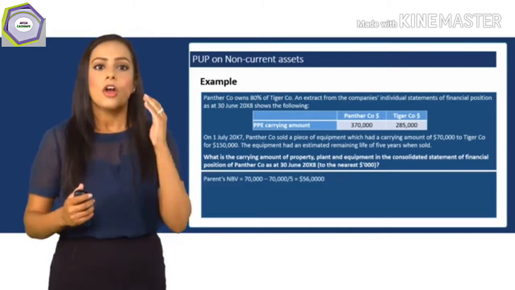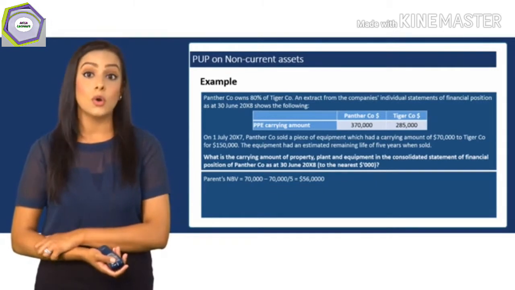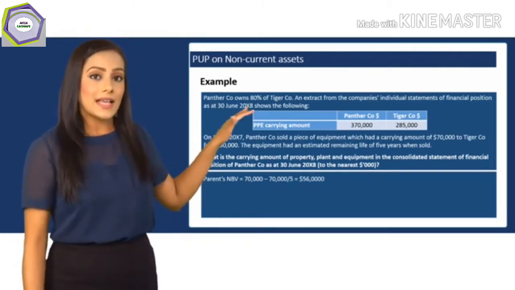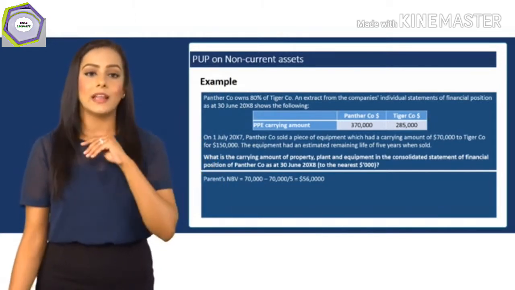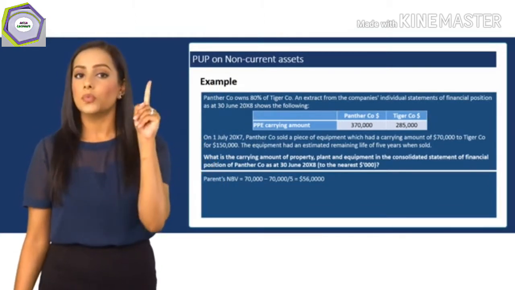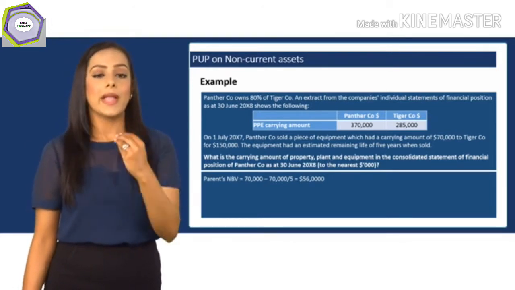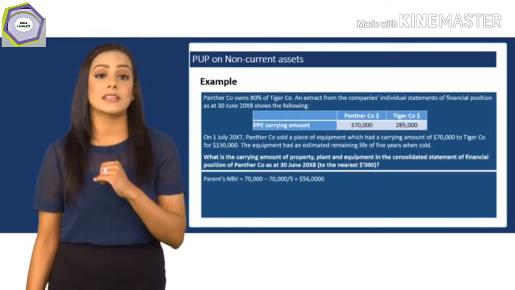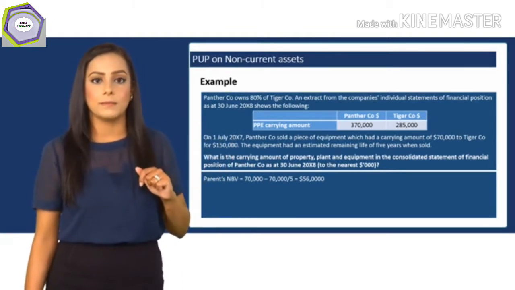Let's do it. From the parent's perspective, we pretend that the parent hasn't sold the asset. Now the asset had a carrying amount of 70,000 and it has a remaining life of 5 years. So because 1 year has gone by, after 1 year's worth of depreciation, the parent's net book value would be 56,000. That is 70,000 minus 70,000 divided by 5.